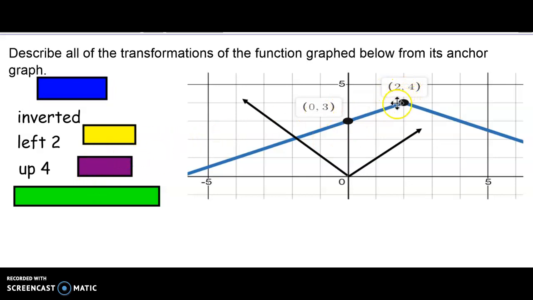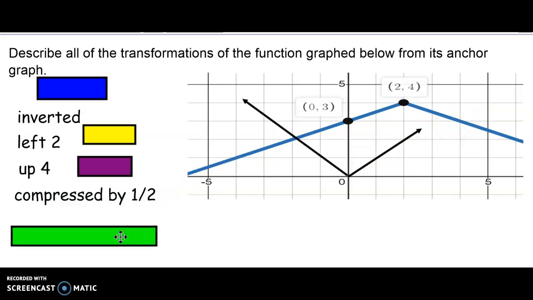Then the last thing that we know is this is up 1, right 1, up 1, right 1. If we look at this one, it's 1, down 1, to the left 2. So that means that it's been compressed by 1/2. So those are all of the transformations of the blue graph from the parent function.